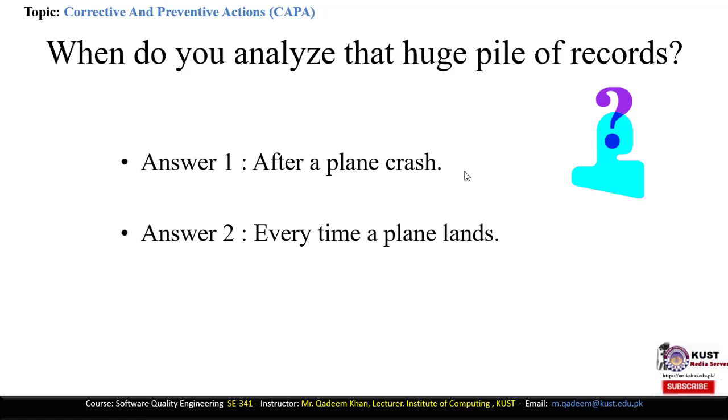Or every time a plane lands. Every time a plane lands means that every time the project finishes, then we analyze the huge piles of the records. For example, if there are certain problems in the project, then we analyze the huge piles of the records.